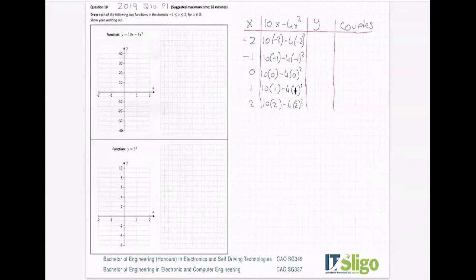Okay, and then it works out your answers for you here, so that I'm getting minus 36, minus 14, 0, 6, and 4.